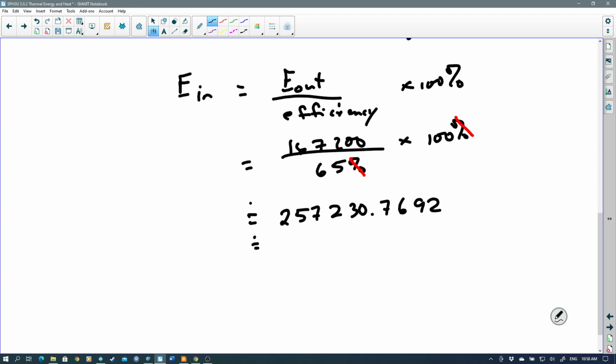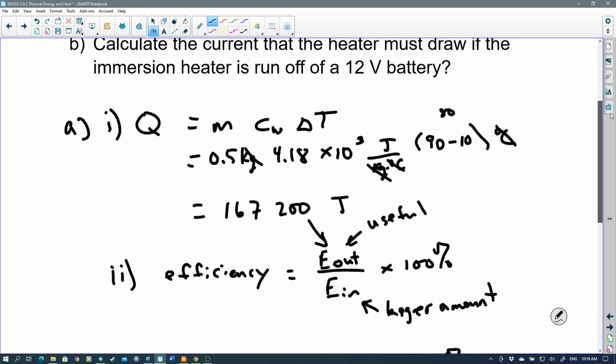Again, I'll let you do that, but for the next part of the question, I'm actually going to use the full number to calculate the answer, because again, I don't want to carry rounding errors all the way through. All right, so what is the next part of the question?